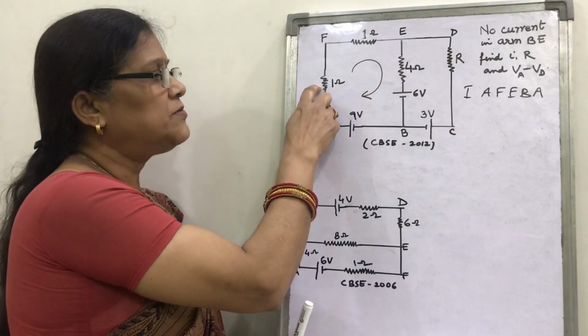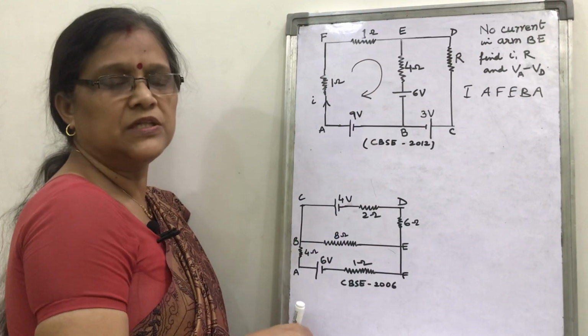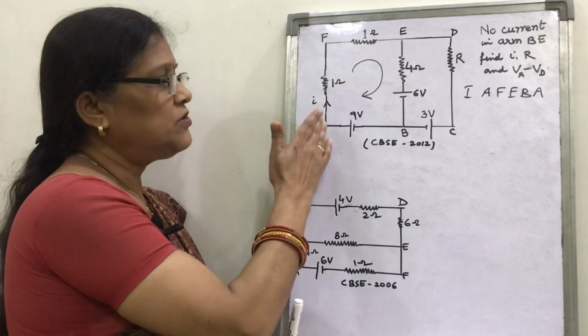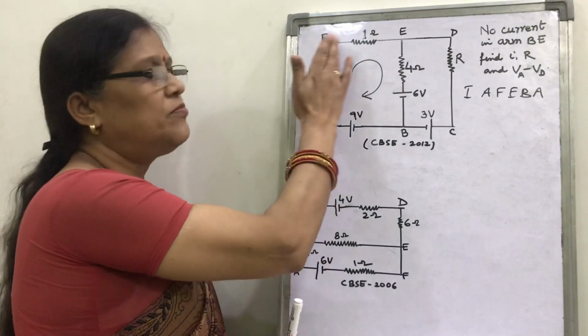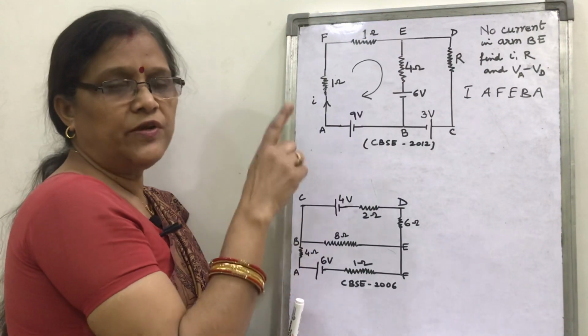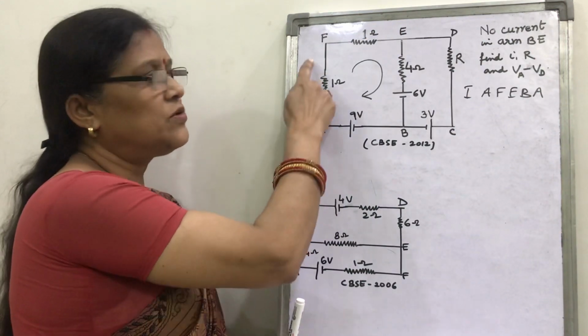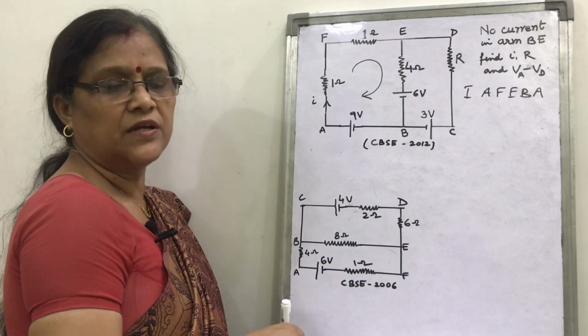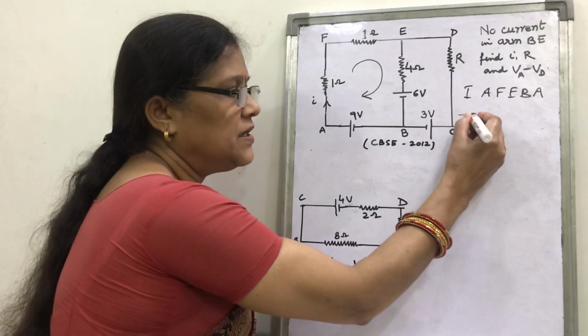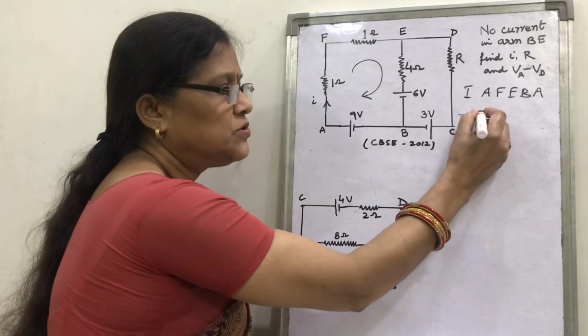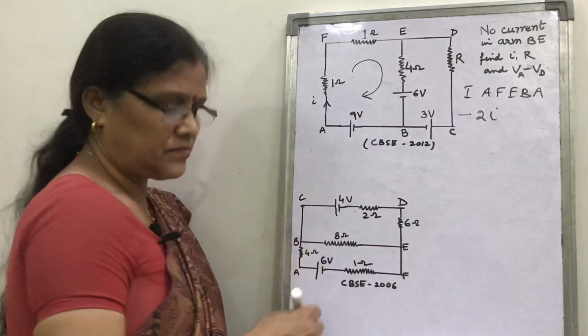This current I is flowing in both the 1 ohm resistances, and the direction of current is always in the fall of potential. Therefore, whenever you consider the product in the direction of current, we take the negative sign. So we write here minus, 1 and 1 is 2 ohm, so minus 2I.